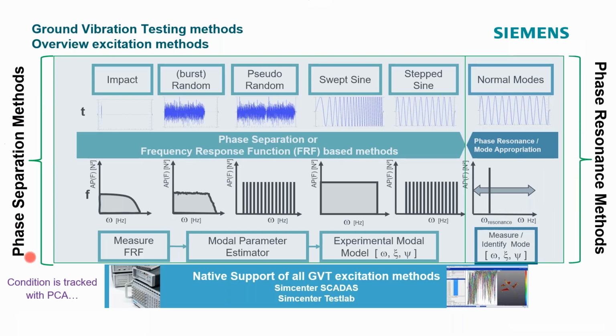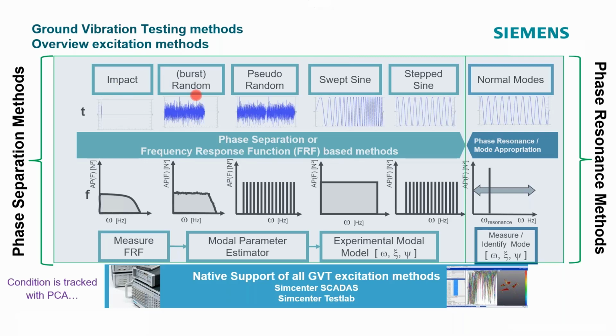And on the left here is what we call these phase separation methods. So you have a toolbox of different types of source signals and excitation types to excite the structure and measure the transfer function. Whatever might be most appropriate for the scenario you're dealing with, you have different ways to excite the structure. Like impact, that's pretty popular.